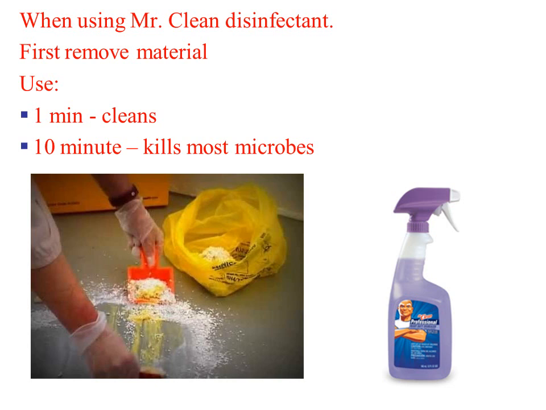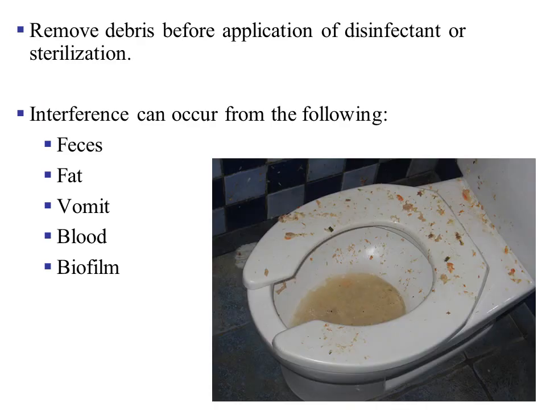So when using Mr. Clean on vomit, you first need to remove the vomit. After you have removed the vomit, if you leave the disinfectant on for 1 minute, it will clean, versus 10 minutes, it will kill most microbes. So you first remove the debris before you apply the disinfectant. Some of these extraneous materials include feces, fat, vomit, blood, and biofilm.